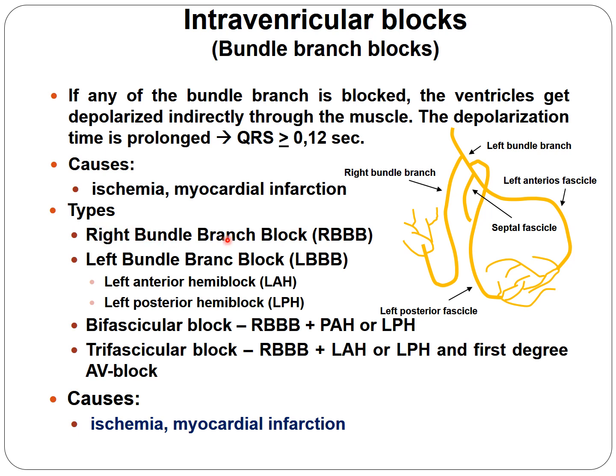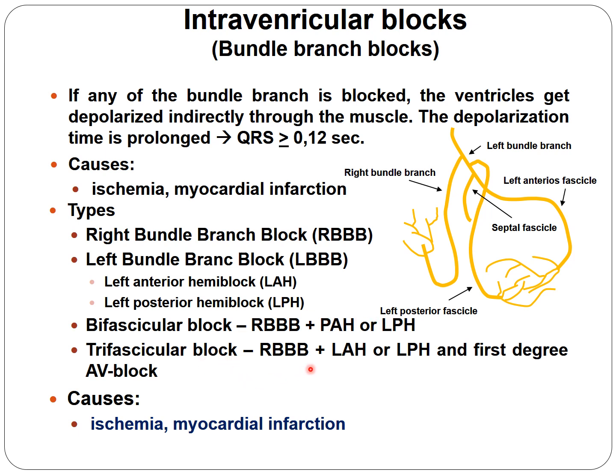Right bundle branch block, left bundle branch block, and the left bundle branch is composed of two fascicles, so the anterior hemiblock and the posterior hemiblock can occur when the anterior fascicle or the posterior fascicle is missing. Bifascicular block is when we have a right bundle branch block associated with a portion of the left bundle branch block, such as the anterior or posterior hemiblock.